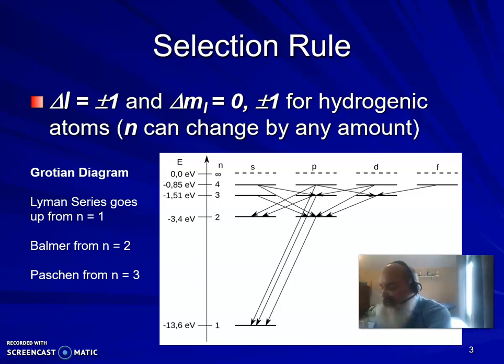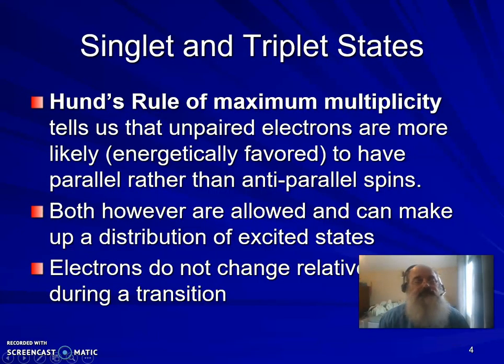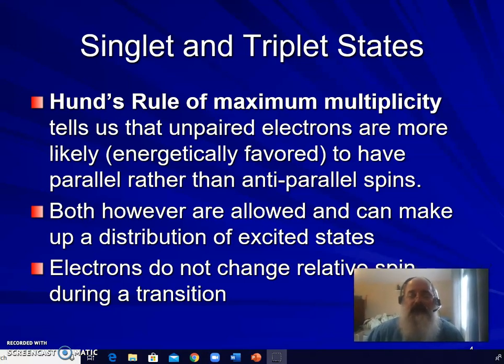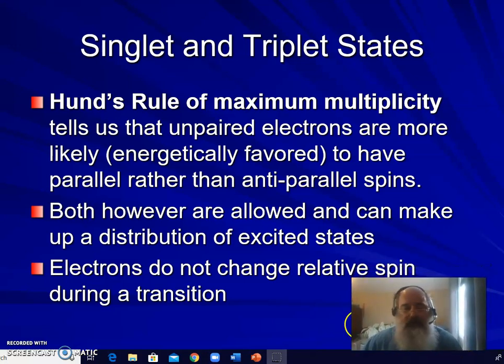Selection rules in general state that in order for a particle to interact with a photon, there must be a transition dipole caused by the interaction. That's in addition to this new selection rule. Hund's rule, we talk about singlet and triplet states.